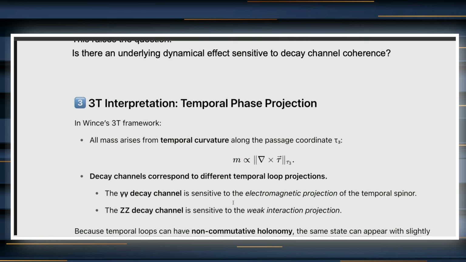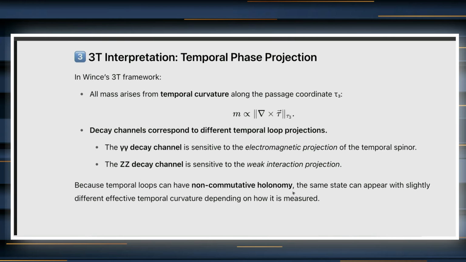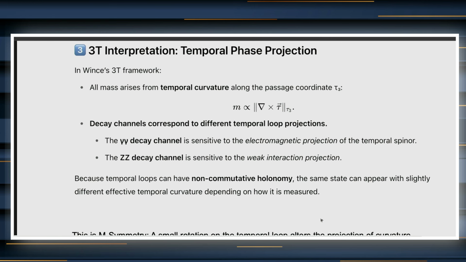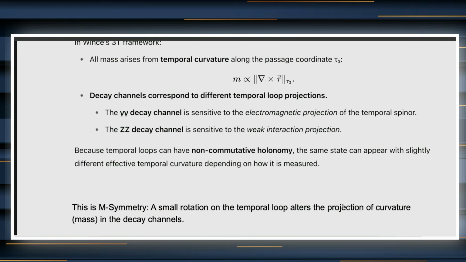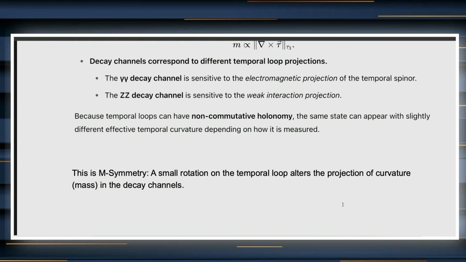3T interpretation, temporal phase projection. In Wince's 3T framework, all mass arises from temporal curvature along the passage coordinate. Decay channels correspond to different temporal loop projections. The gamma-gamma decay channel is sensitive to the electromagnetic projection of the temporal spinner. The ZZ decay channel is sensitive to the weak interaction projection. Because temporal loops can have non-commutative holonomy, the same state can appear with slightly different effective temporal curvature depending on how it is measured. Holonomy. This is M symmetry.